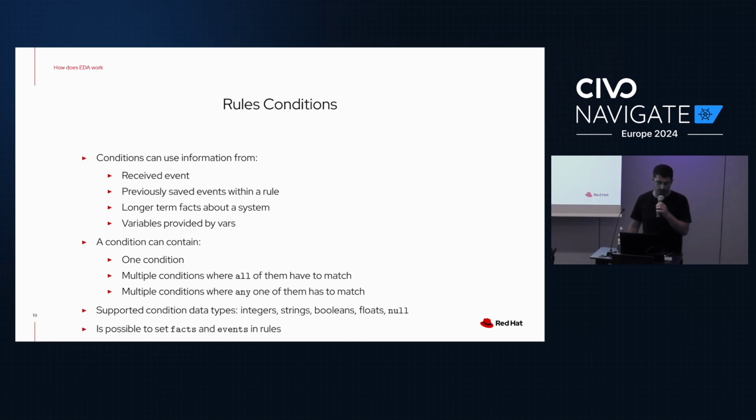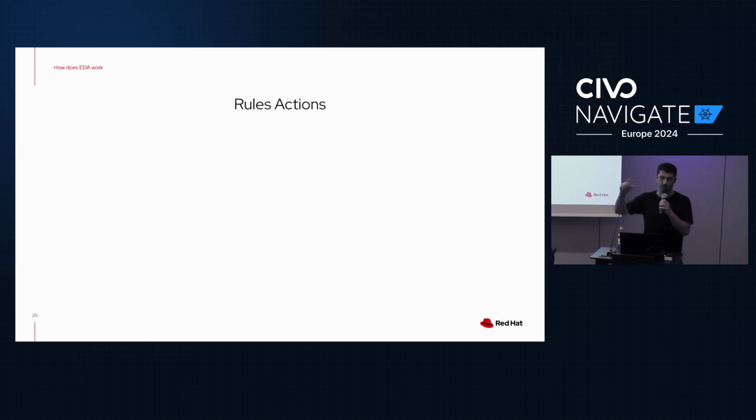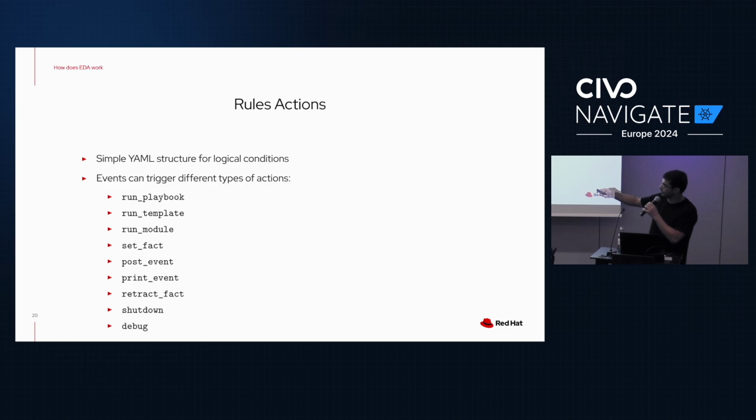And rules' actions, so the other part of the rule. In rules, we have conditions and actions. The action part is simple YAML, and it can be of many kinds. It can be an Ansible playbook to be run, or a template, a single module, or a bunch of other things, so that basically you can do whatever you want. In theory, already with just the run playbook, you can do whatever you want.